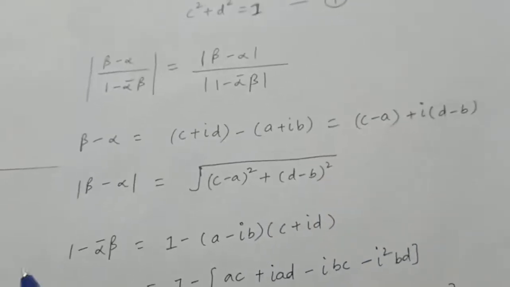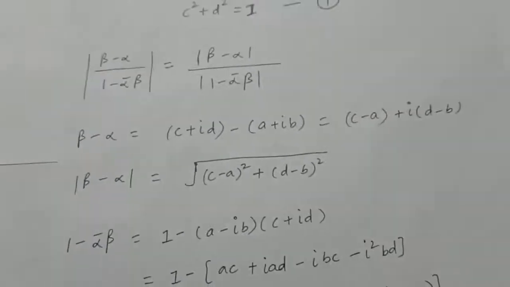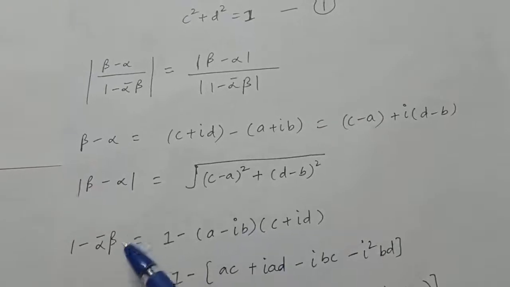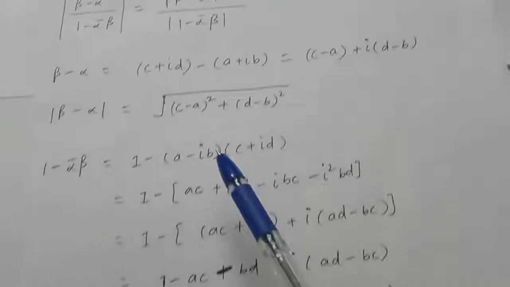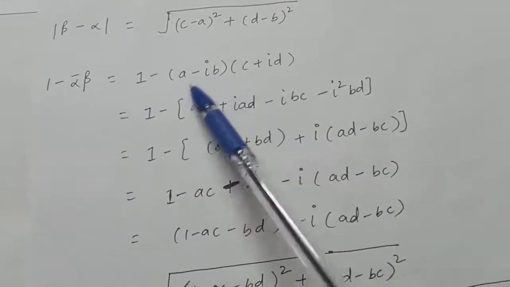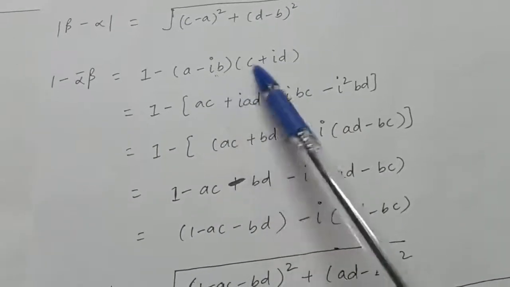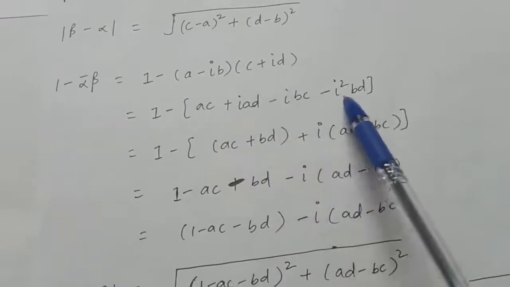Now find out 1 minus alpha conjugate beta. So conjugate of alpha will be a minus iota b, and beta is c plus iota d. Now multiply these two. 1 minus, the multiplication of these two will be ac plus iota ad minus iota bc and minus iota square bd.